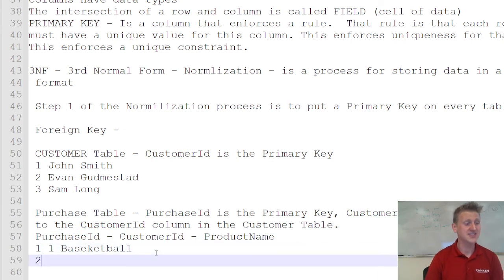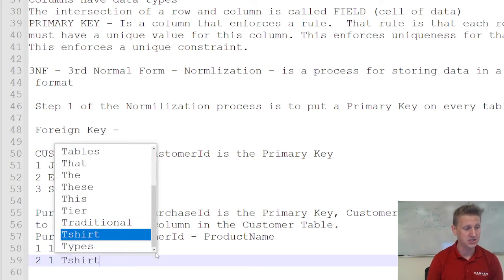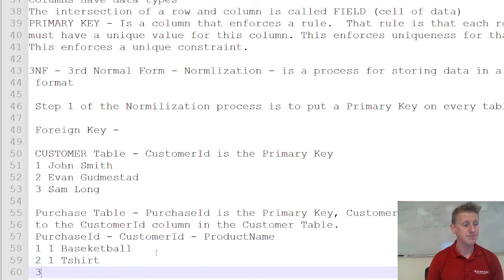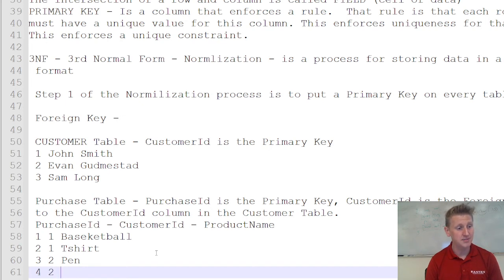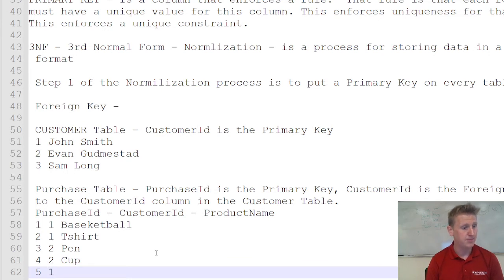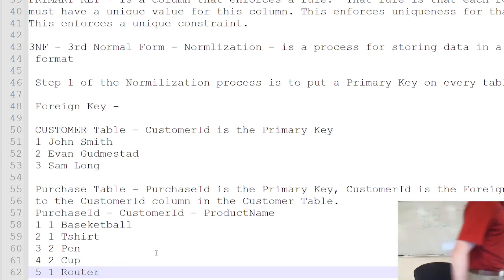I'll say, okay, purchase ID of 2, the second purchase, has a customer number of 1. John Smith also bought a t-shirt. Purchase number 3, customer number 2, Evan Gudmestead bought a pen. Purchase number 4, Evan Gudmestead bought a cup. Purchase number 5, John Smith purchased a router. So this column right here is our customer ID, which links back to the customer table. Customer number 1 is John Smith. Customer number 2 is Evan Gudmestead. Sam Long's a customer, but he has no purchases.